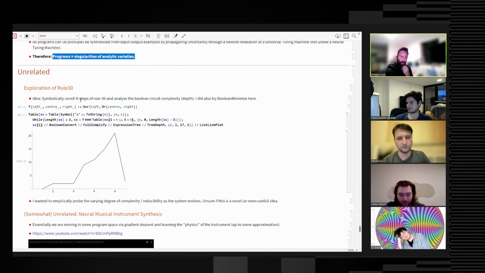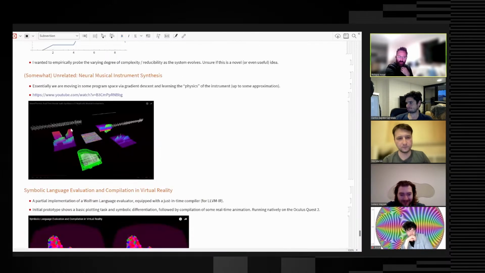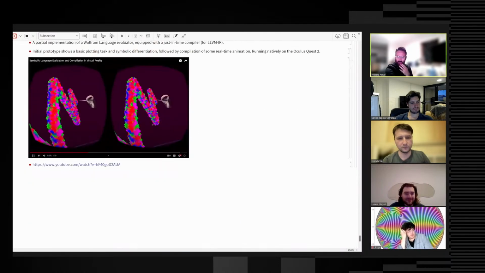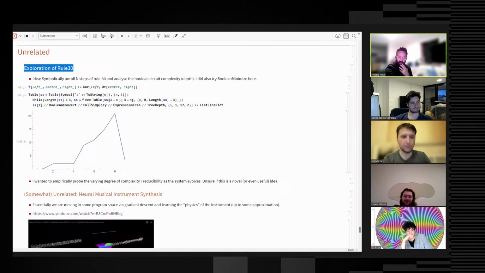And then I left some unrelated stuff that I'd done. I did some random rule 30 thing. This is this neural thing. Anyway, these were just my side projects that I happened to have done recently.